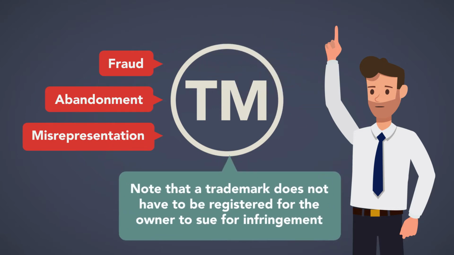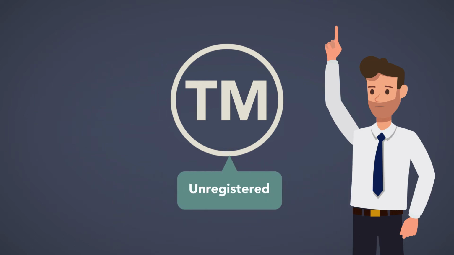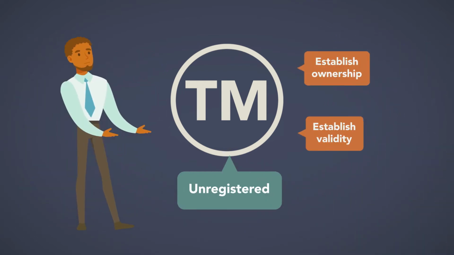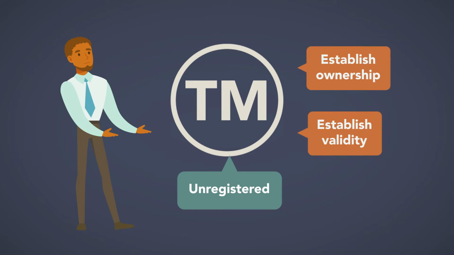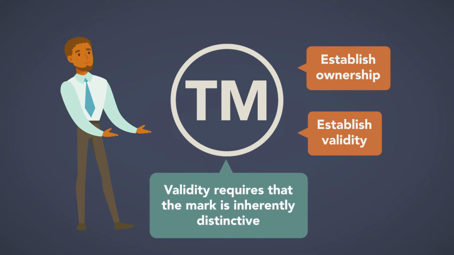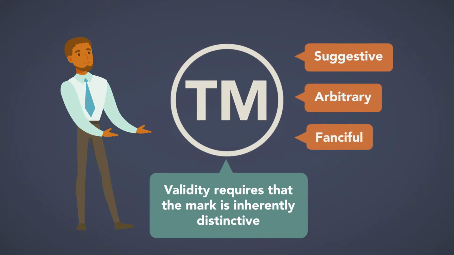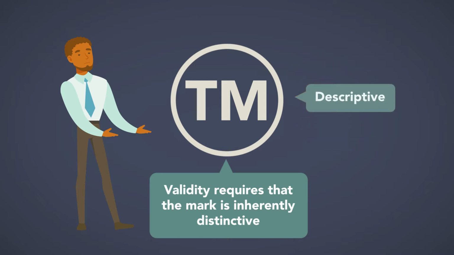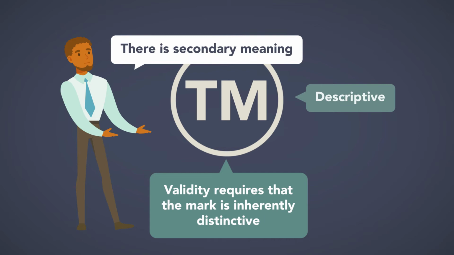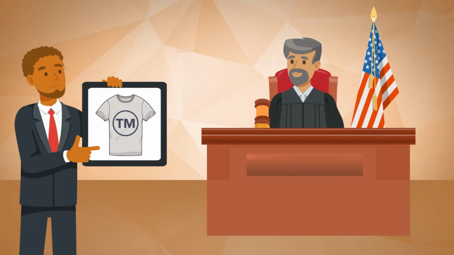Note that a trademark does not have to be registered for the owner to sue for infringement. If the mark is unregistered, the owner must establish ownership of the mark and must also establish validity. Validity requires that the mark is inherently distinctive. In other words, that the mark is suggestive, arbitrary, or fanciful. If the mark is merely descriptive, then the owner must establish validity by proving that the mark has acquired a secondary meaning.